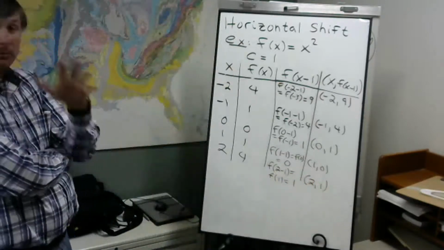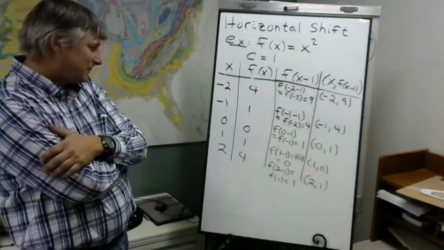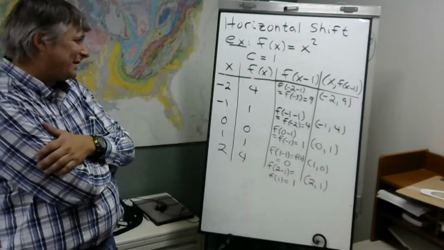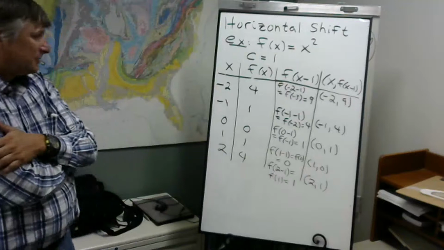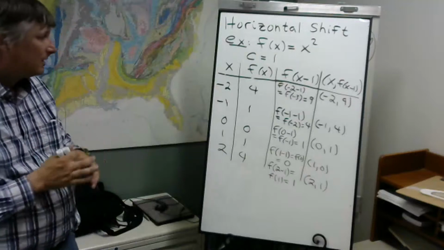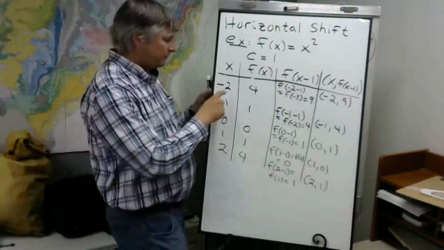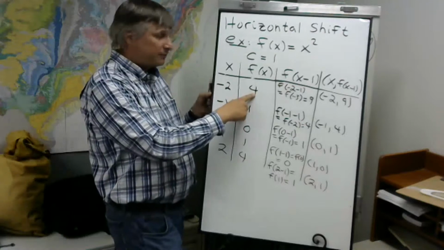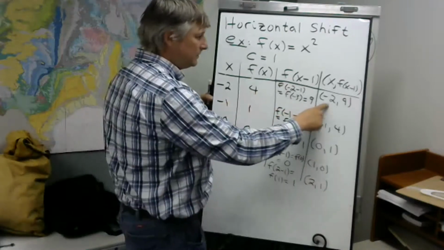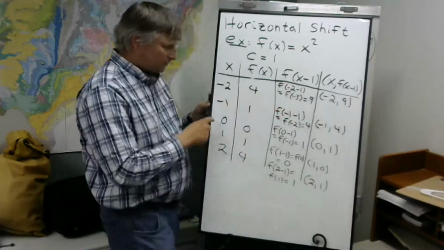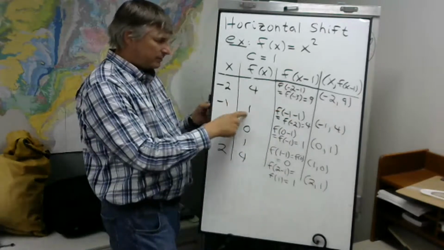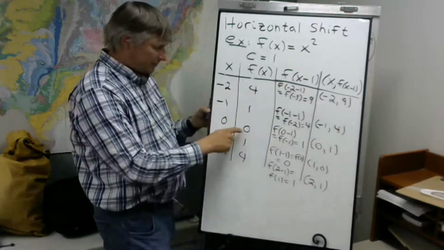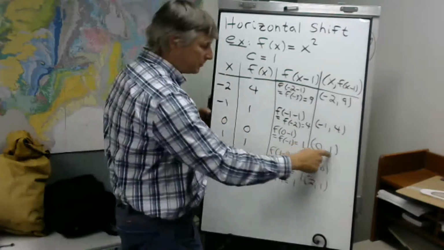All right. So if I just check my math here, make sure I didn't make a mistake, it's easy to do. Okay, it looks good. So what are we looking at here? Well, the original ordered pair was negative 2 and 4, for example. But now with the shift to the right, you have negative 2 and 9. Original ordered pair, negative 1 and 1, has now become negative 1 and 4. 0 and 0 has now become 0 and 1.